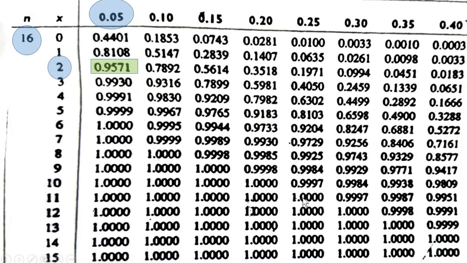Now let me explain how to use the table. First you have to locate N. N is 16. Once you find N, now search for X equal to 2. Now this is our X equal to 2.